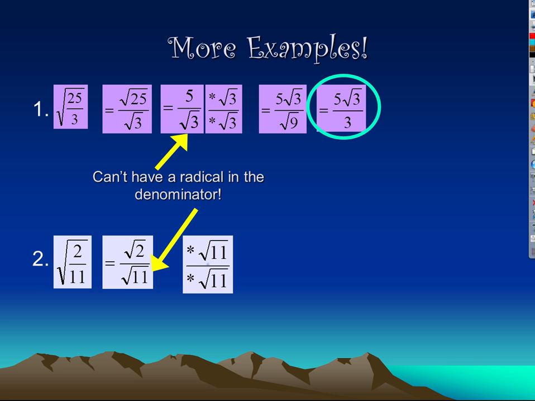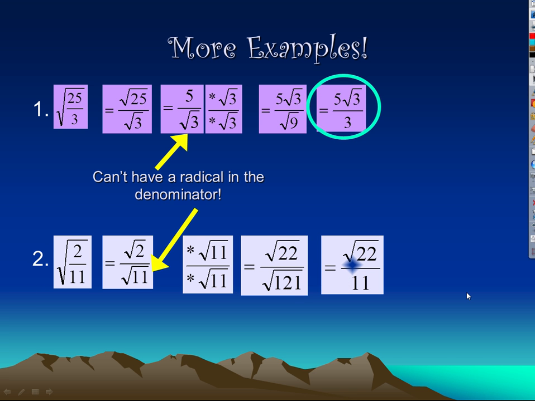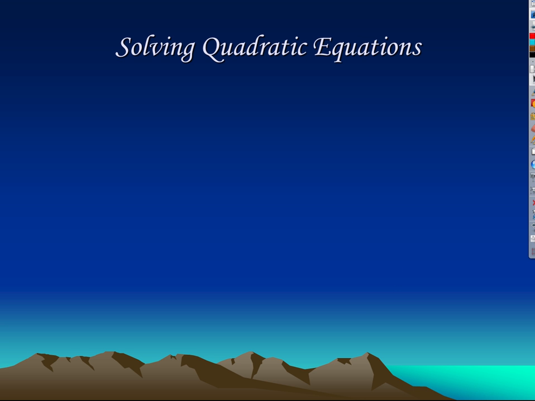Square root of 22. I can't simplify it, right, because neither one of those is a perfect square, so I've just got to multiply those into one number, and I get that. Okay? Okay, so now back to solving quadratic equations. Now we've got a little practice with this.